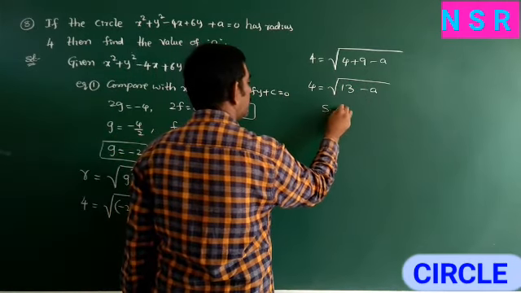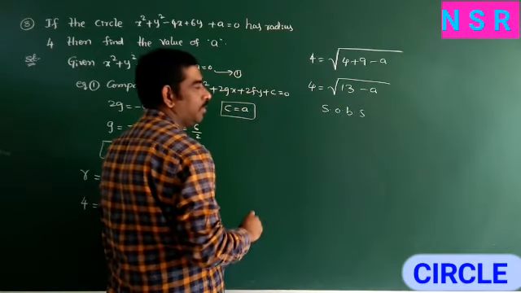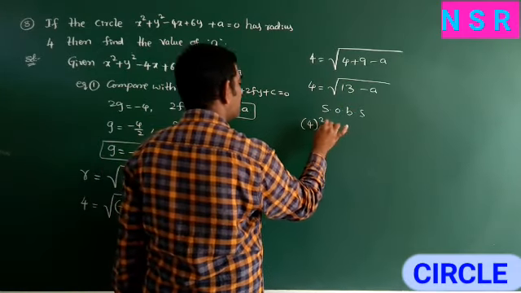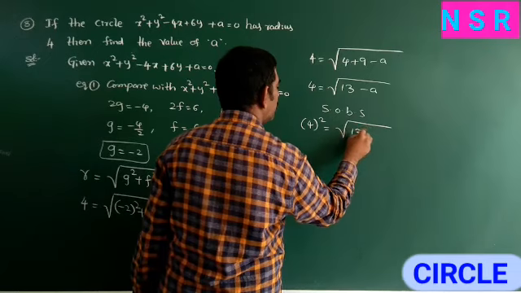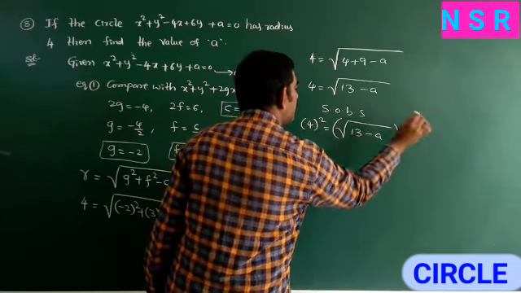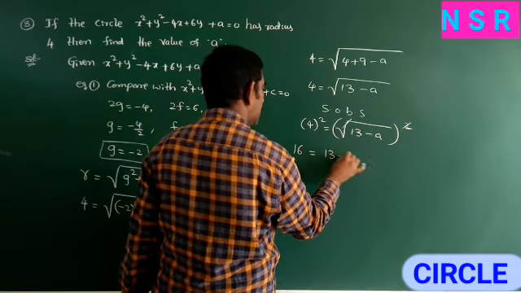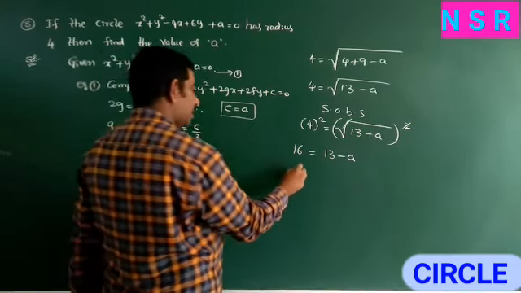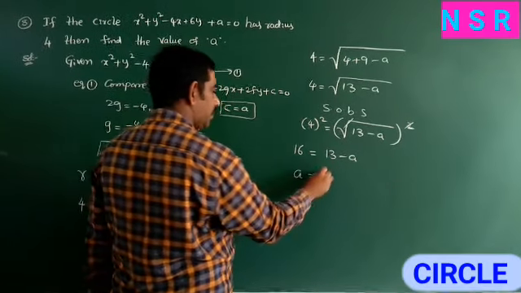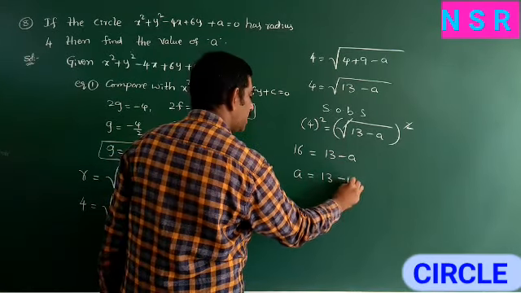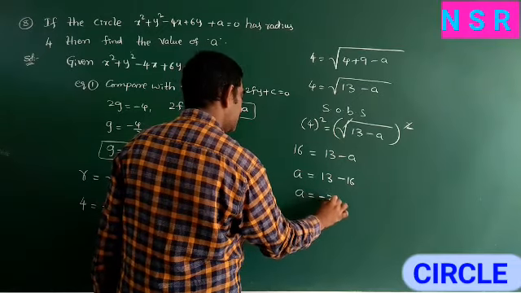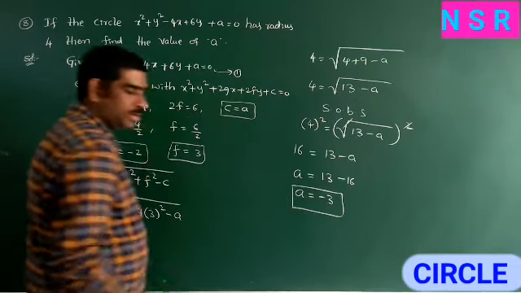So squaring on both sides to remove the square root. Now squaring on both sides, 4 square equal to square root of 13 minus a whole square. Now 4 square is 16 equal to, the square root gets canceled, 13 minus a. So a moves to this side, it becomes plus a equal to 13, and 16 becomes minus 16. So 13 minus 16 equal to minus 3. So the a value is equal to minus 3. Here given the radius, you find the a value.